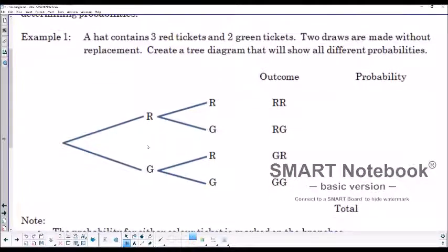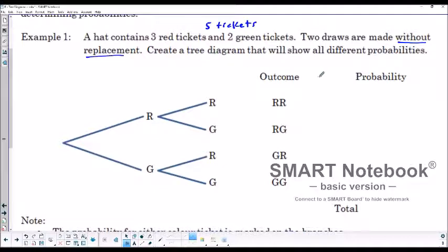So let's just dive right in. A hat contains 3 red tickets and 2 green tickets. Why a hat would have 3 red tickets and 2 green tickets, I don't know. However, we've got 5 tickets altogether, so that's something we have to pay attention to. 3 of them are red and 2 are green, and 2 draws are made without replacement. That's the key we have to pay attention to.